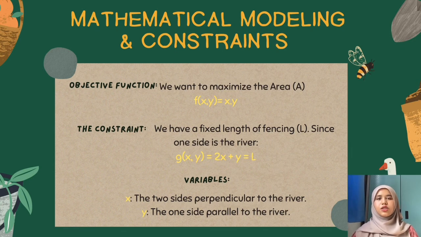Let's translate this into math. We have 2 main components. First, our objective function, which is what we want to maximize, area: f(x,y) equals x times y. Second, we have our constraint. We only have a limited amount of fencing. We let it be L. Since we have 2 widths, we let it be x, and 1 length, we let it be y. Our constraint equation is g(x,y) equals 2x plus y equals L. Our goal is to maximize f while staying strictly within the limit of g.